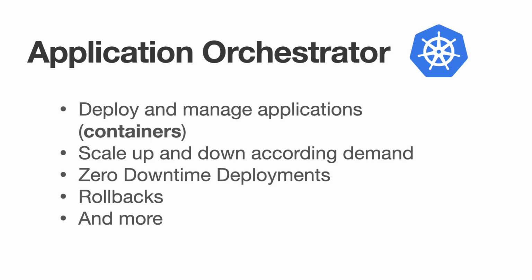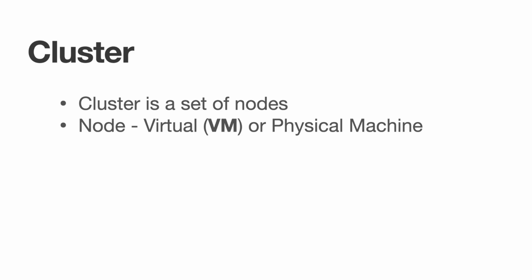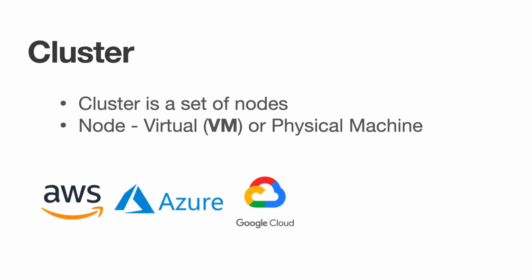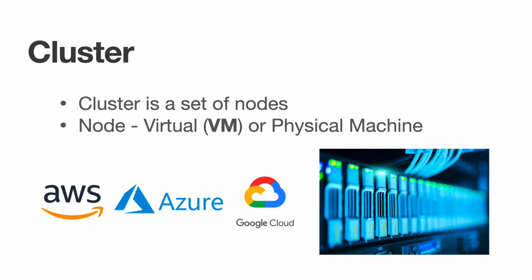Now, when we talk about Kubernetes, we need to first understand what a cluster is. A cluster is a set of nodes, where a node can be a VM, or a virtual machine, and these can be running on the cloud such as AWS, Azure, or Google Cloud, or even on premises.